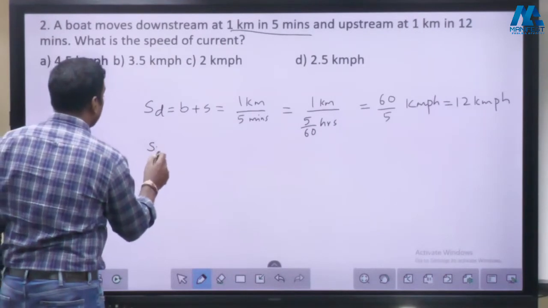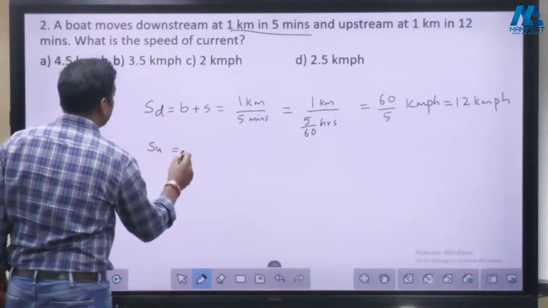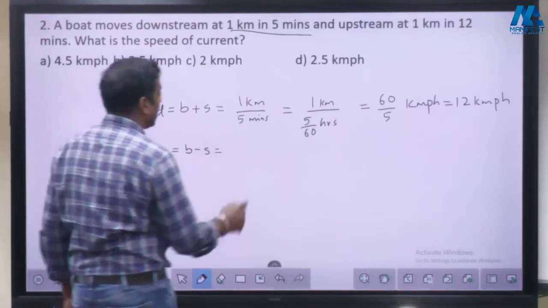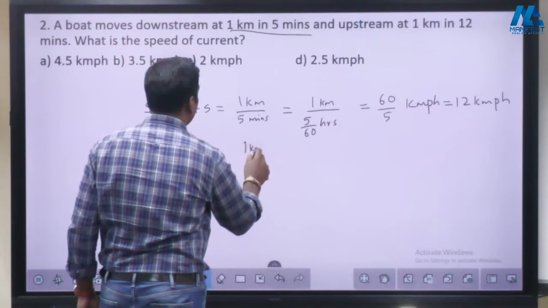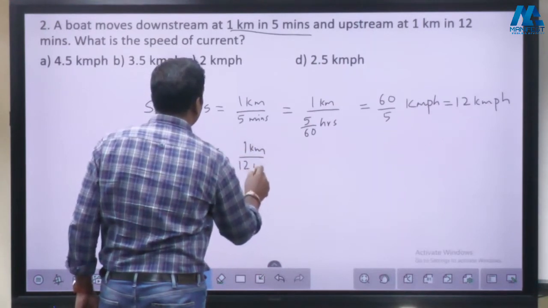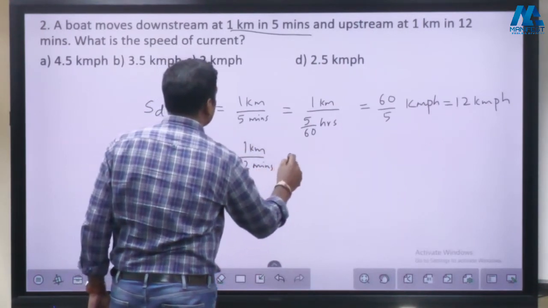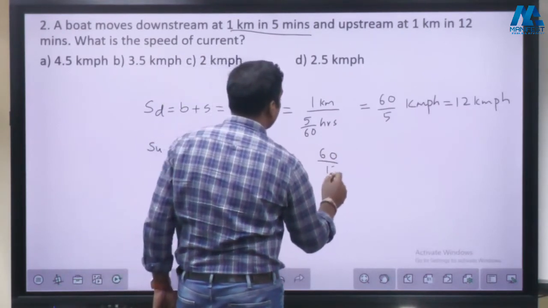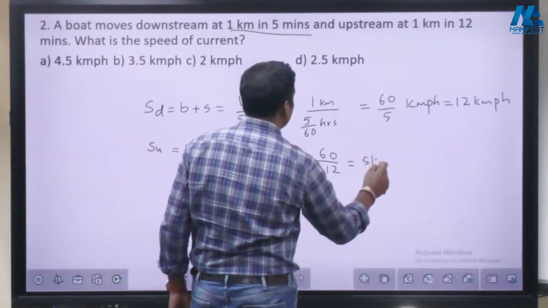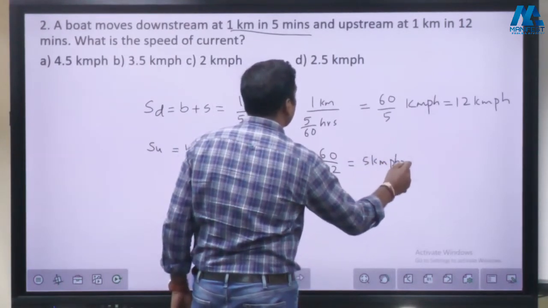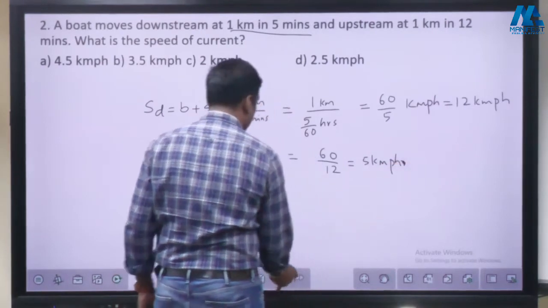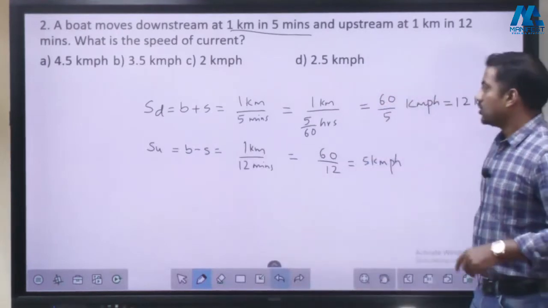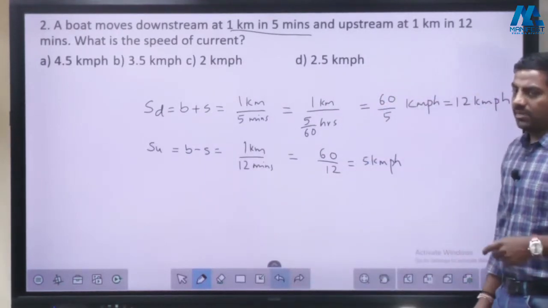Similarly, speed in upstream, B minus S. So how do you write this one? 1 kilometer divided by 12 minutes. So try to convert. It will become what? 60 by 12. So 5 kilometer per hour. So upstream 5 kilometer per hour, downstream 12 kilometer per hour.